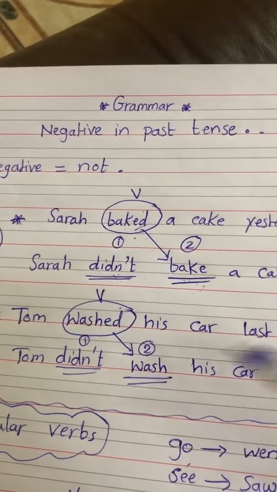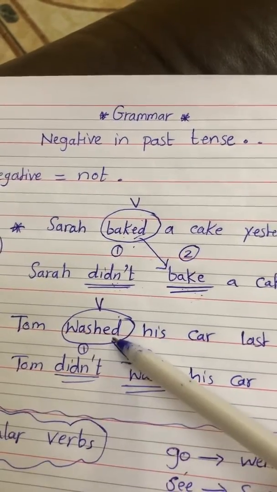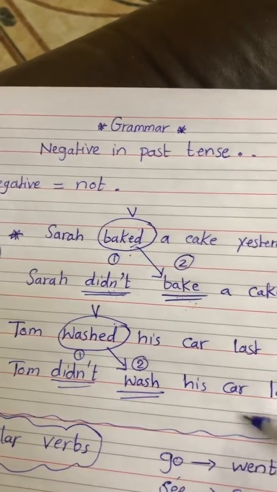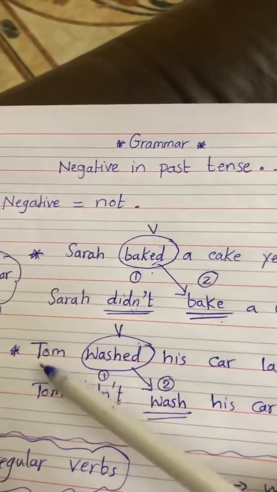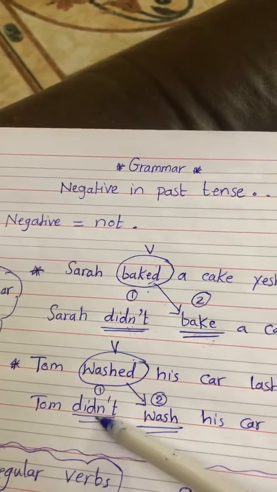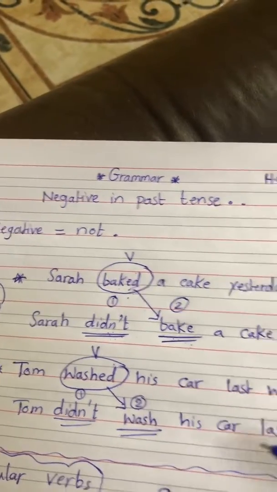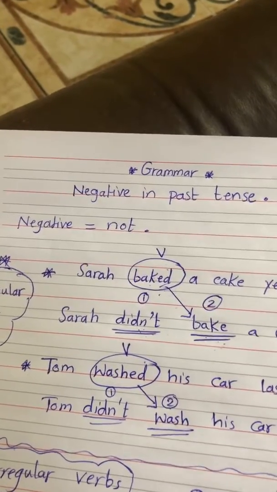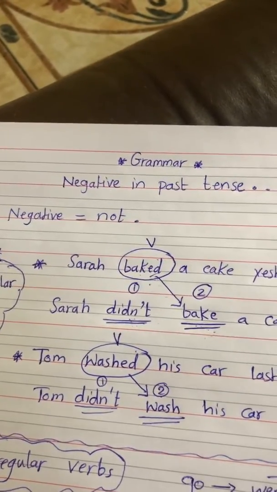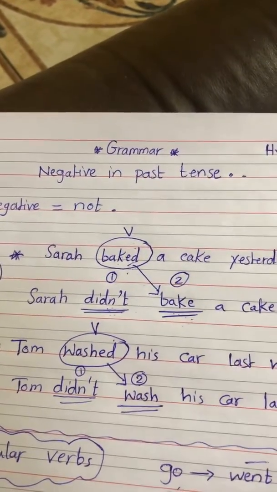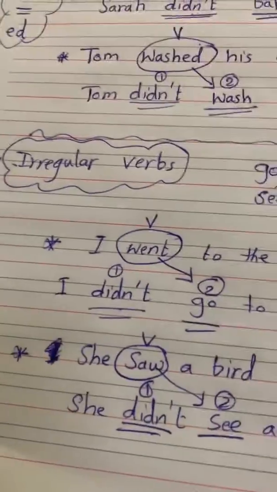Without ed. So here, look here, Tom washed his car last week. Tom didn't wash his car last week. Okay, this is for the regular verbs. So here I should put didn't after the subject, then write the verb without ed. So here let's move to irregular verbs.